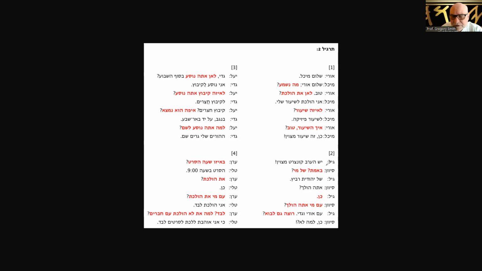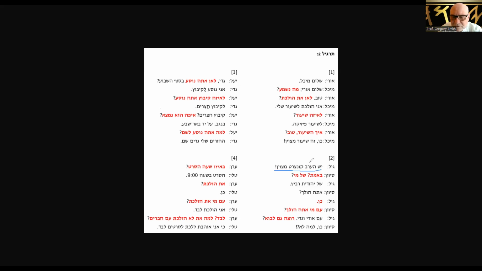All right, number 2, Gil says, Yesh ha'erev concert metsuyan. Okay, there is an excellent concert tonight. Sivan says, be'emet, in truth, shel mi. Okay, belonging to who? That's an interesting way to put that. Really? And then shel mi. Gil says, shel Yehudit Ravitz.